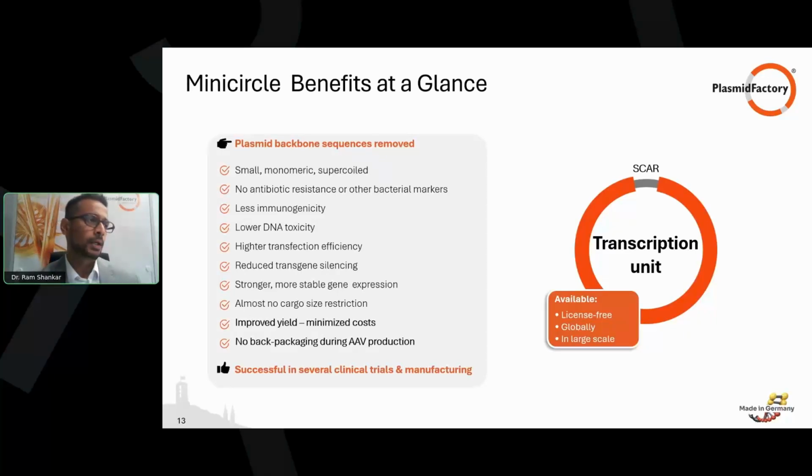All right. The most important advantages relevant for your applications are the ones that I have highlighted right down at the bottom. This means improved yield of your AAV vector production, which will minimize your costs, of course, and no back packaging of bacterial sequences during your vector production, which will tremendously increase the purity of your vector particles. So we're going to look at this in detail, and see how our tailored AAV solutions will help you to achieve these two objectives.